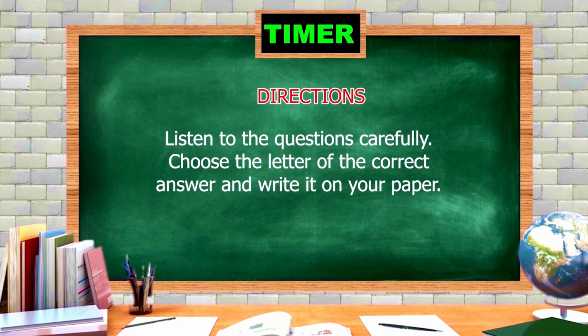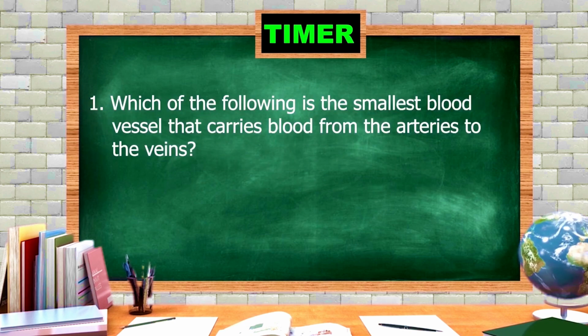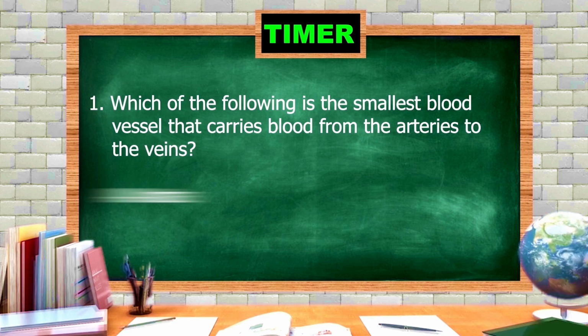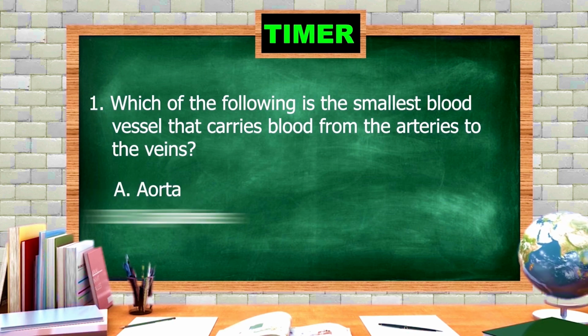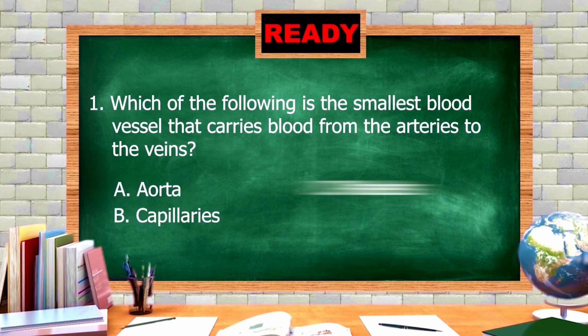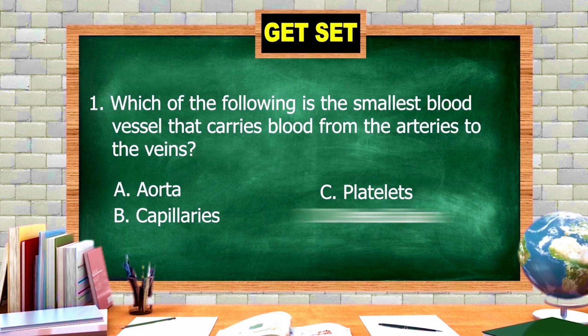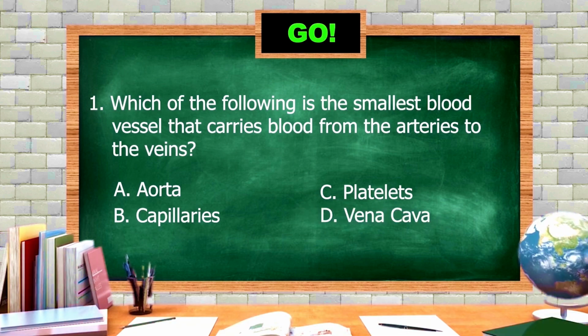Directions. Listen to the questions carefully. Choose the correct answer and write it on your paper. Question 1. Which of the following is the smallest blood vessel that carries the blood from the arteries to the veins? A. Aorta. B. Capillary. C. Platelet. D. Vena cava.